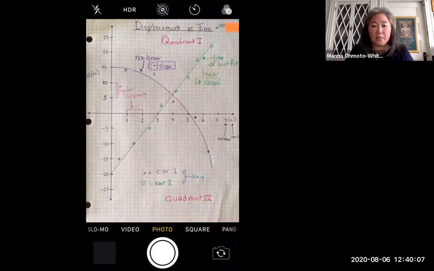Those are the aspects to a graph. We use graph paper. We have our axes clearly labeled with regular increments. We have our data points labeled. If we have more than one set of data, we use a key. And you need to start to be able to recognize different types of slopes.